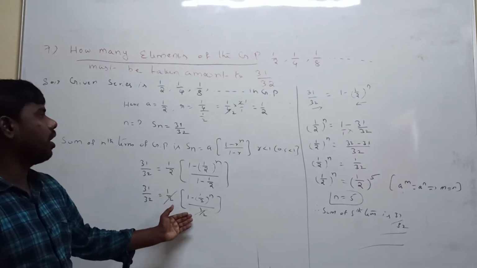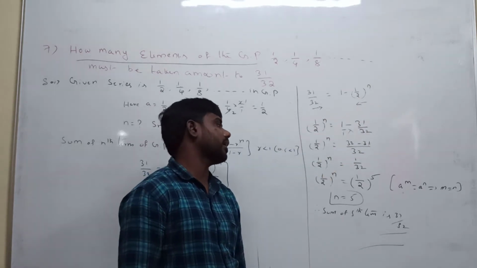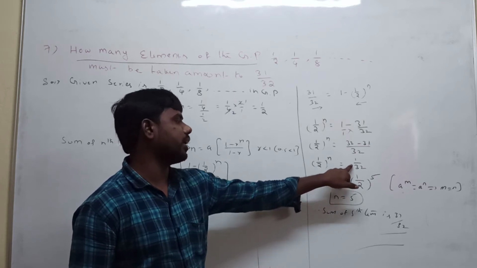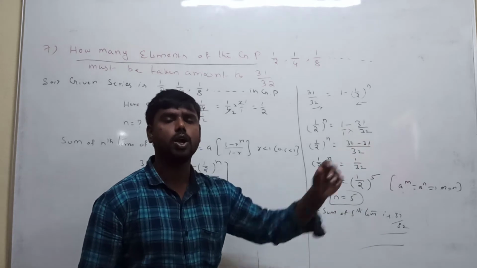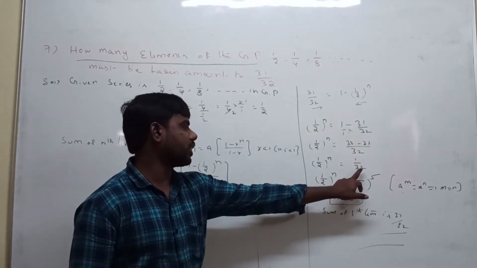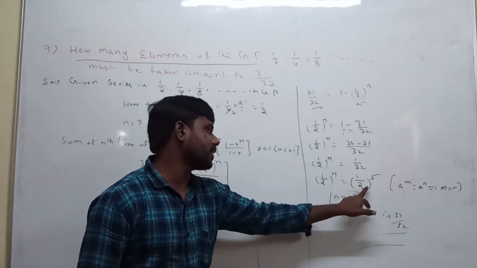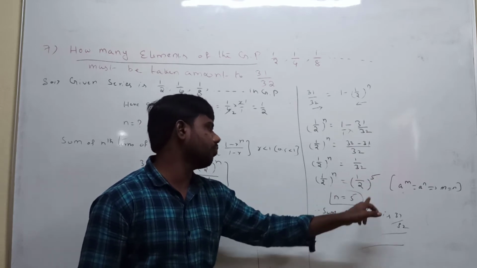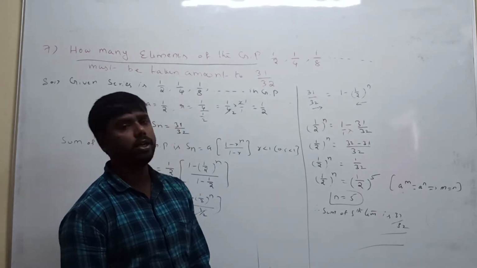Half cancels. After that, taking the left-hand side, 1 minus (1/2)^n, and the right-hand side value. On the left-hand side we have (1/2)^n, but here we have 1/32. We convert this to (1/2) to the power of n. That's why 1/32 can be written as (1/2)^5. Whenever bases are equal, the powers should be equal. What are the powers here? n is equal to 5. So the total sum of the terms is 31/32.